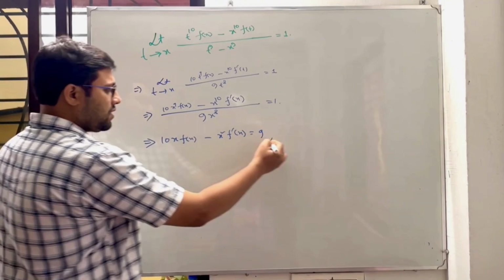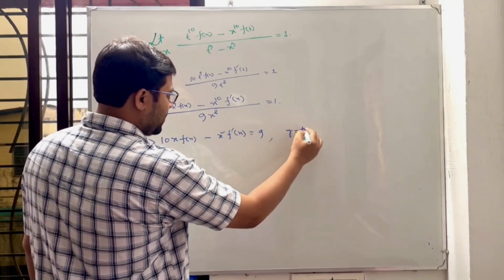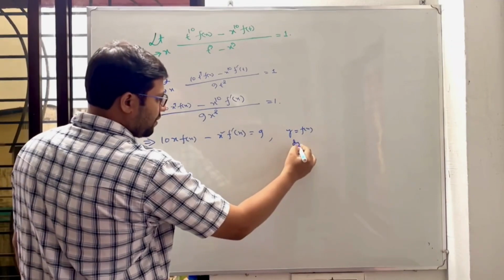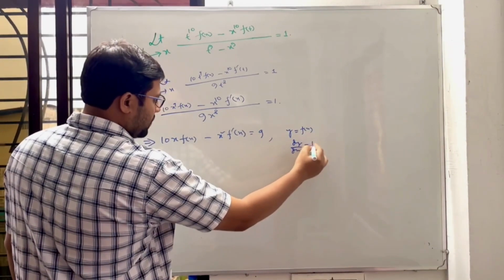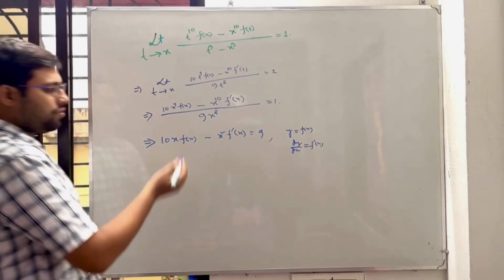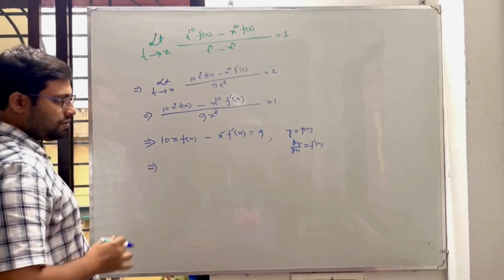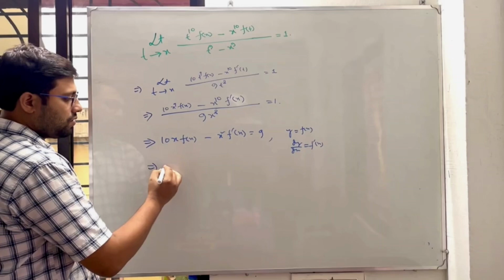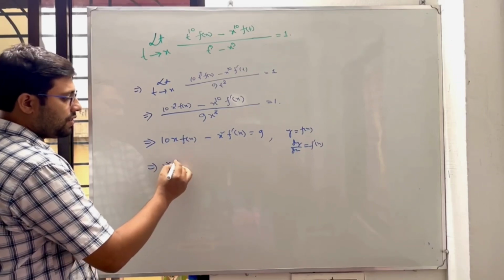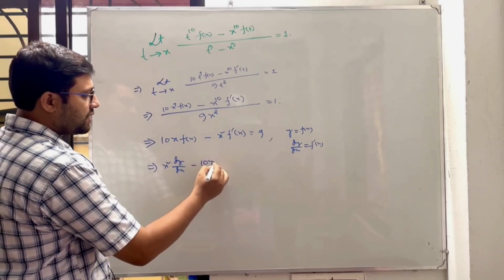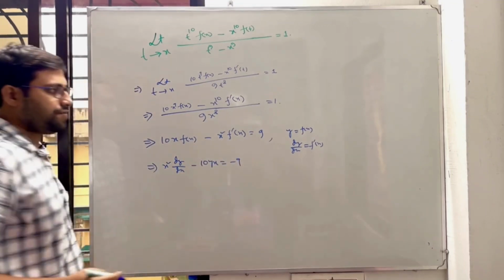To say this clearly, just let y equal f(x). Then what is f'(x)? f'(x) is dy/dx. Okay. So students, look, we will arrange this in linear differential form: x^2 dy/dx − 10yx = −9.